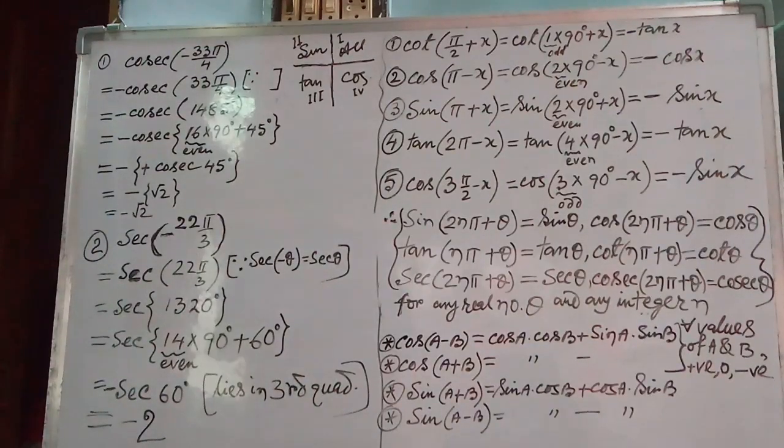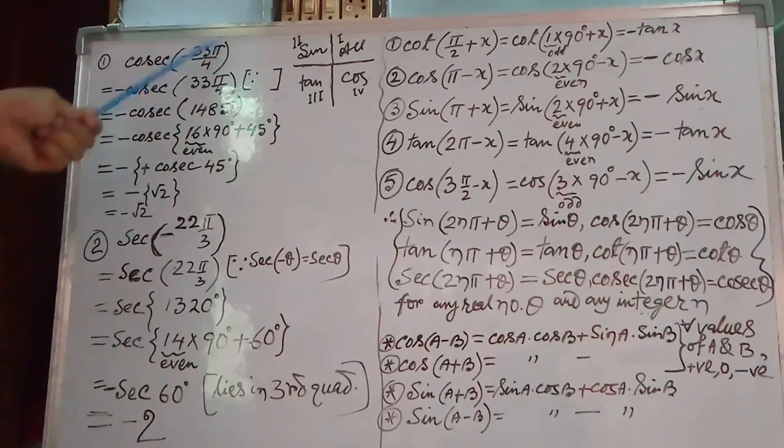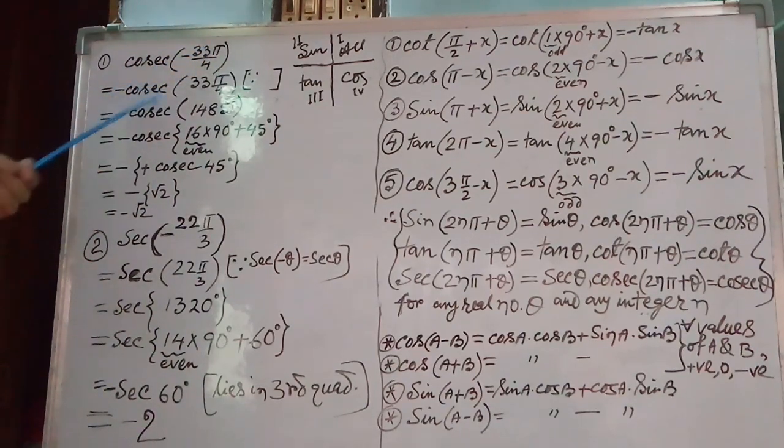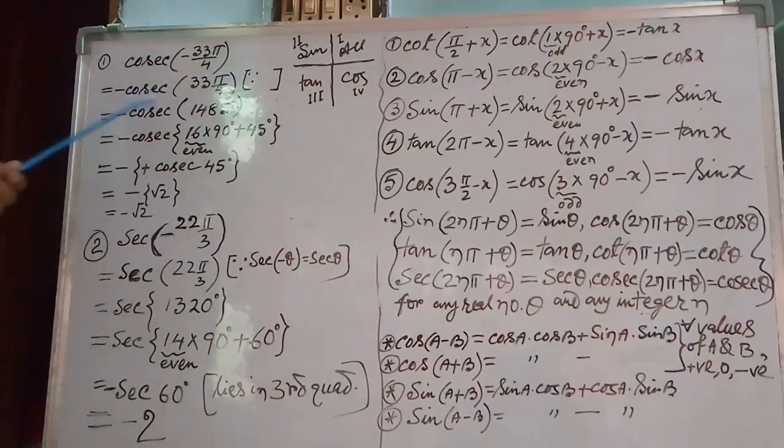Now suppose the question is given, find the value of cosec of minus 33 pi by 4. So what to do? We know cosec of minus theta is equal to minus cosec theta. So cosec of minus 33 pi by 4 can be written as minus cosec 33 pi by 4. You have to write the reason here. I have not written it, but you know.